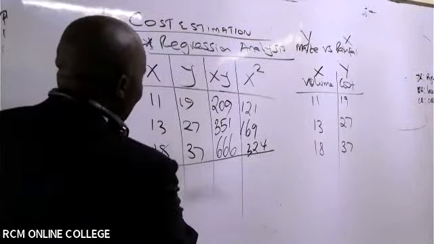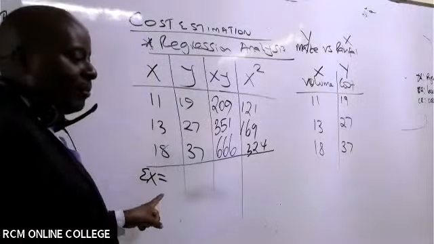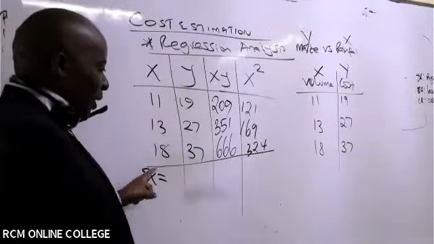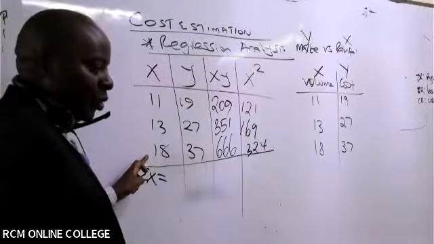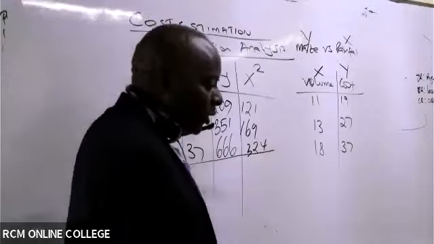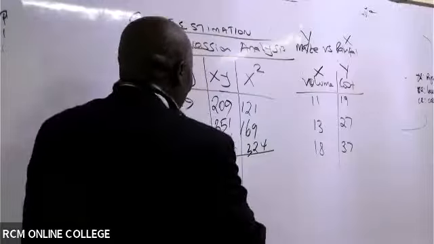So you write here sum x. You write like that. You don't just write sum. You must write this sigma symbol. So sum x, you're taking 11 plus 13 plus 18. You give me an answer. According to Levine, my student here, they're giving me an answer of 42.